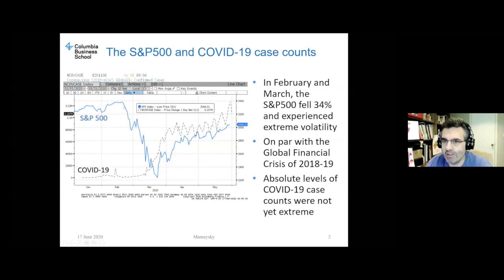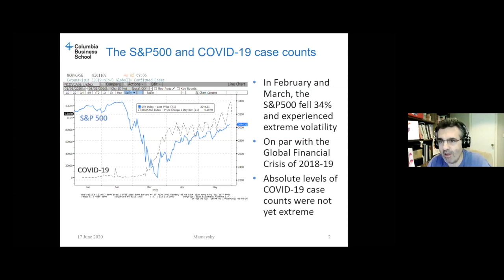stock markets in the US and globally experienced extraordinary stress starting in February through sometime towards the end of March. So the S&P 500 index fell by 34% from its February peak until its March trough. Along the way, it experienced some of the most dramatic moves that markets had seen since the global financial crisis, but really even earlier, since the Great Depression. So it was really an extraordinarily stressed time in our society, of course, but also in financial markets.